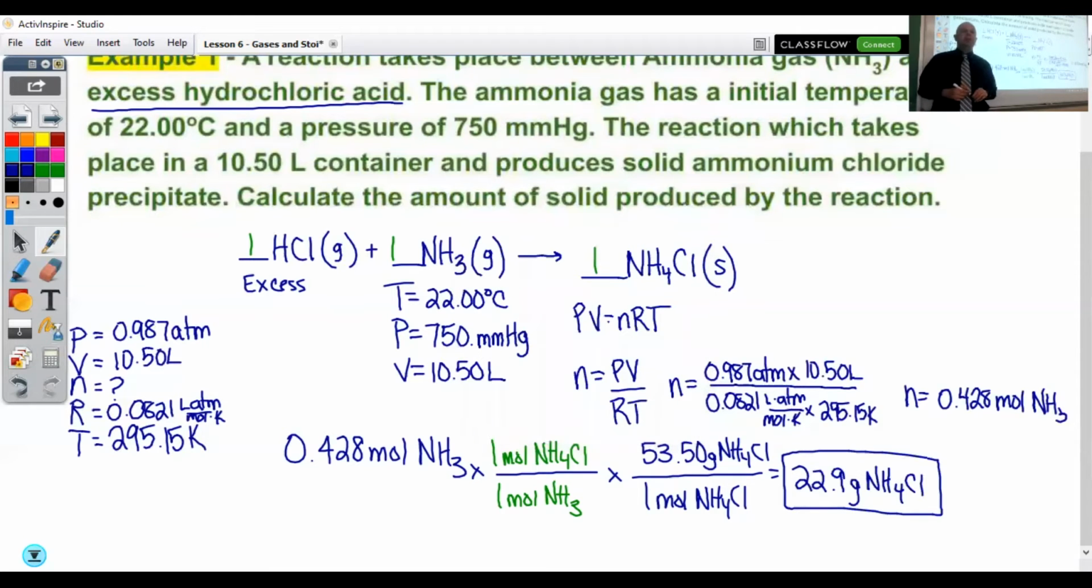So the problem is done the exact same way that you would do a stoichiometry problem down here. However, instead of starting off with a mass in grams like we did in a typical stoichiometry problem, now we're starting off with some initial conditions of pressure, volume, and temperature because we're dealing with gases. Once you convert those into the number of moles of gas, everything lines up exactly as it would in a stoichiometry problem. Let's take a look at a second example.